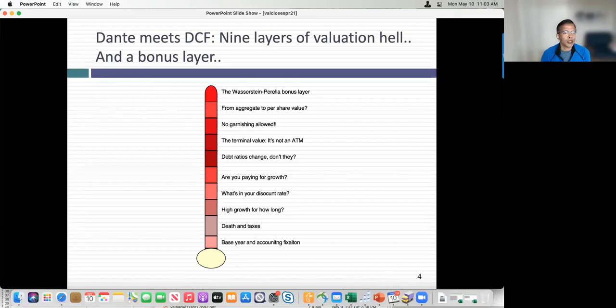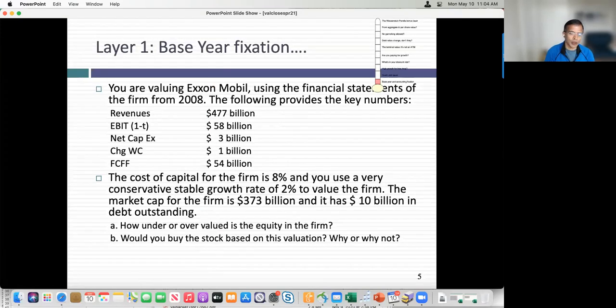I'm going to start out with what I call the base year fixation. As the thermometer gets hotter, the hell is getting hotter as well. I'm going to start with the lesser sins and work up to the cardinal sins, the sins from which you cannot come back. Then I'm going to talk about taxes and how that can affect value. We'll talk about growth, discount rates, and how you're paying for growth. With each test, I'm going to see if you remember the mechanics of how to do this. So let's start with the first one.